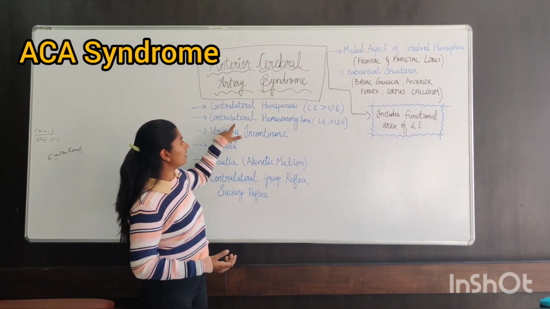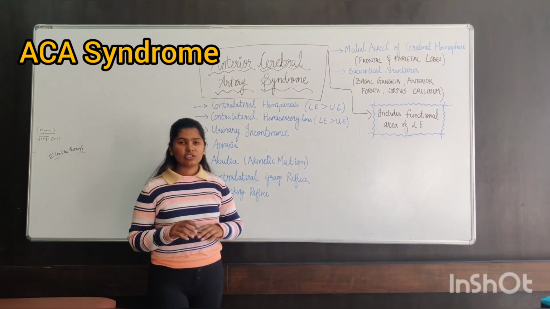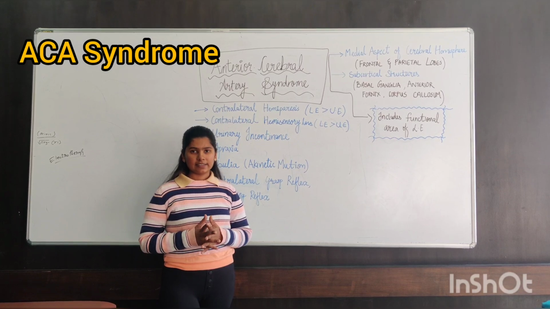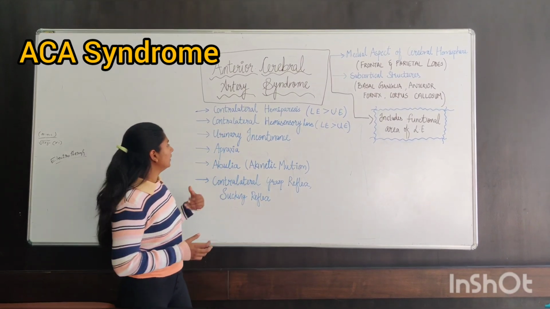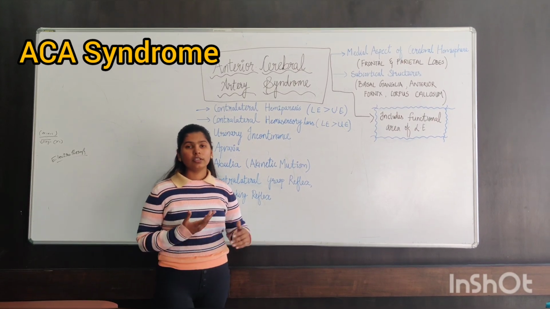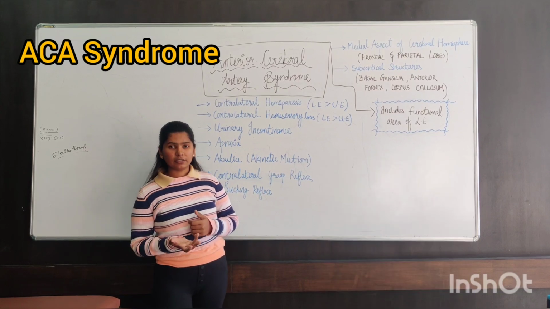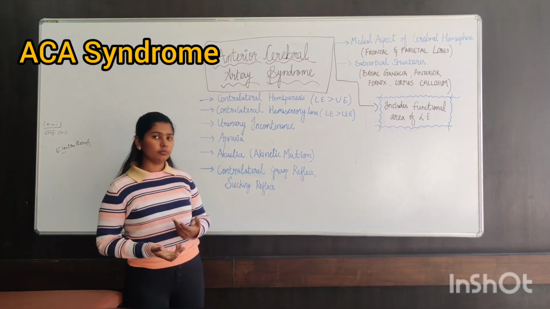It also has contralateral hemisensory loss, which means that the sensations on the affected side are less as compared to the non-affected side. Then there is urinary incontinence, which means the patient is unable to hold the urine. Then there is apraxia, which means that the patient is having difficulty in performing any skillful movements.